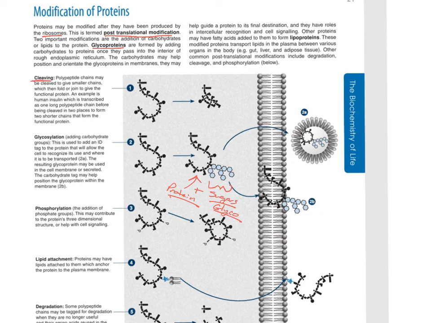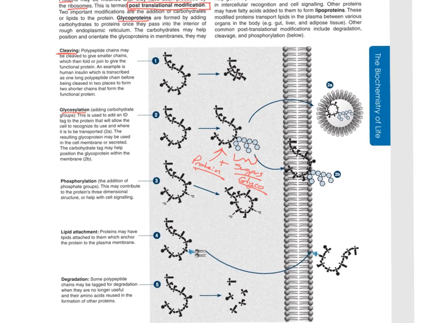So we can cleave these polypeptide chains after we've made them. After we've made them, that's what post-translational means. After they've been made, okay? Right? Read it, and it says proteins may be modified after they have been produced, right? After they've been made. We call them post-translational. We can make glycosylation. That means you're adding sugar to it.